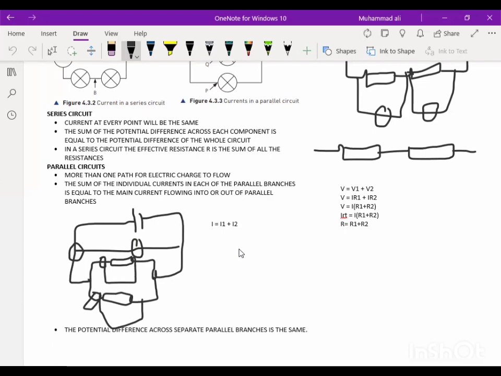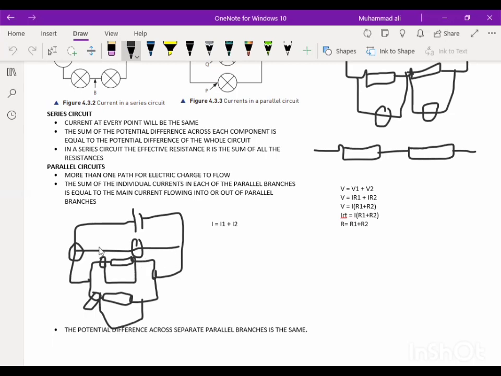So when that happens, what I'll be able to see is that the potential difference across the whole circuit will be equal to the potential difference across each resistor, that we already know, right? That V, the V of the source, will be equal to V1 and that will be equal to V2. This is the idea for potential difference in a parallel circuit, right?